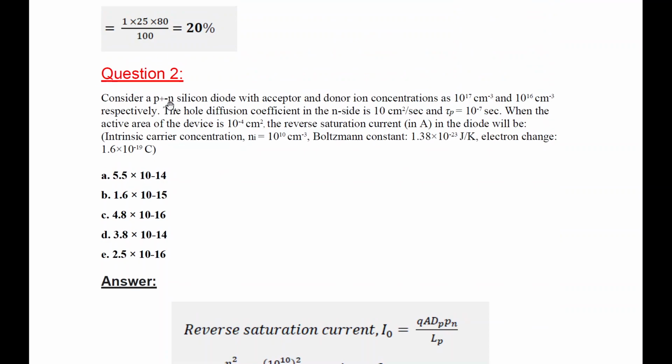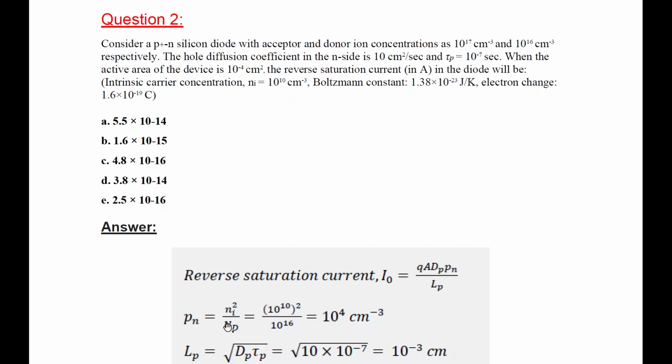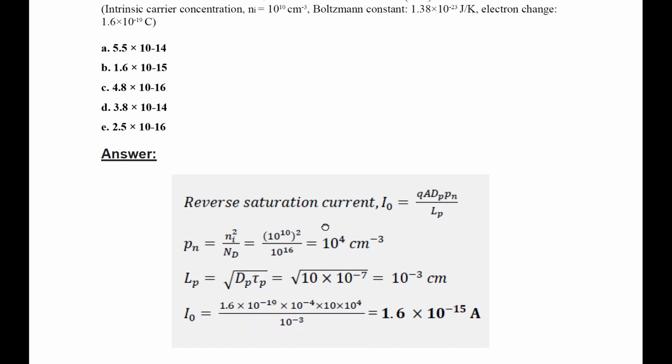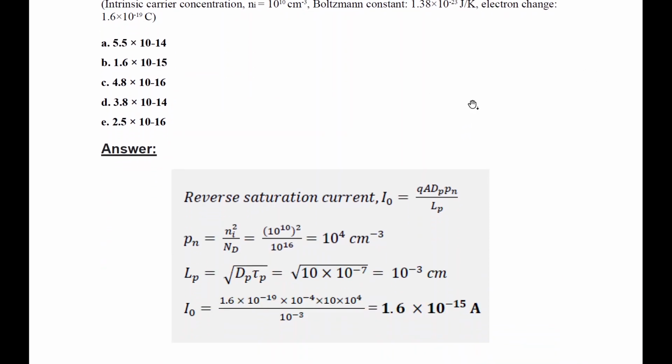You had the p side and the donor ion concentration was given to you. That was 10 to the power 16. That means Nd was given to you and the intrinsic concentration was given to you. From here you calculated pn. Now Dp and tau p are given to you, they must have been given for a reason, right? From there you calculated Lp and then this is the formula. Now one more trick: if you cancel the units of this, then the unit you will be getting is ampere.